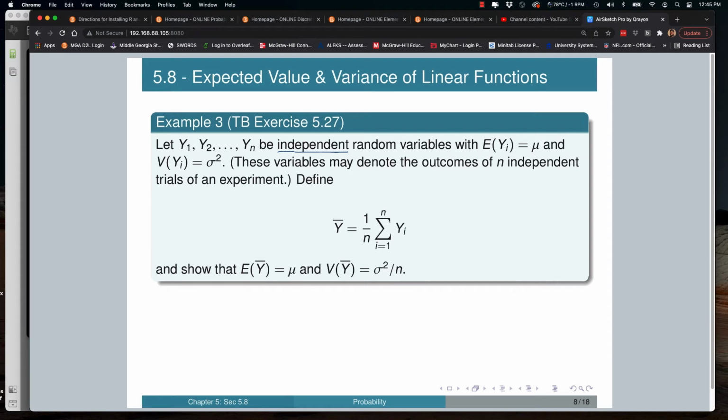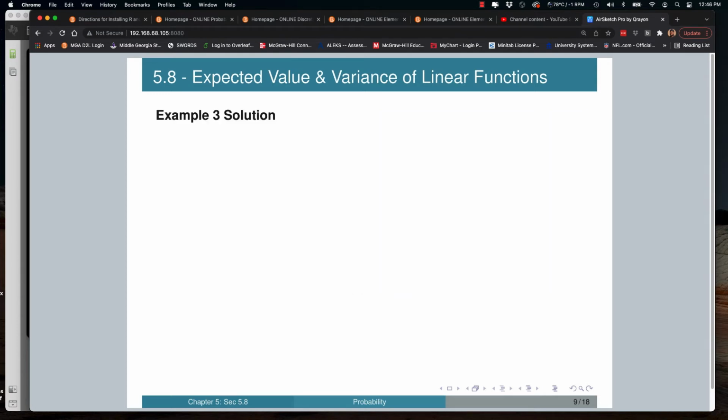But the mean of the random variable y in this case is equal to 1 over n times the sum of y sub i, which is the formula we know as your generic arithmetic mean. All right, and show that the expected value of y bar is equal to mu, and the variance of y bar is equal to sigma squared divided by n. So we can do that here on this one slide.